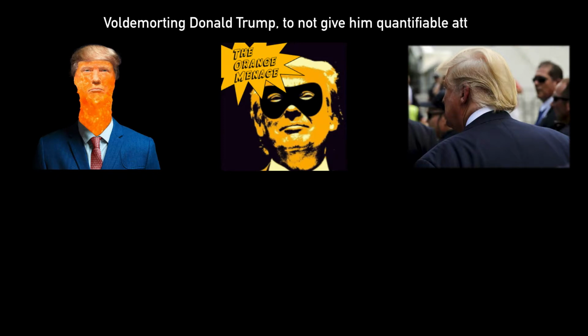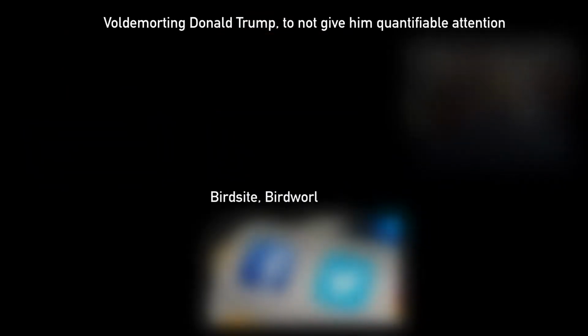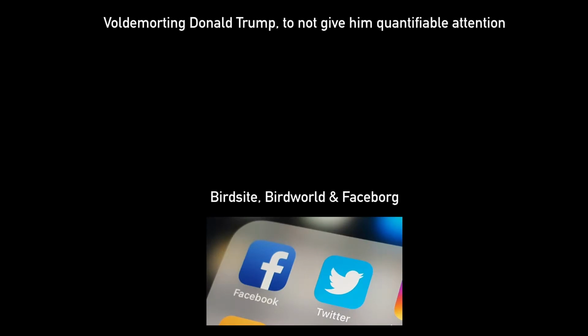Due to the nature of Voldemorting, it does make it difficult to find interesting examples, as they are often hidden within groups. But let's take a look at a few examples together. Instead of referencing Donald Trump's name in a tweet, Twitter users refer to him as the Cheeto, the Orange Menace, and the Manchurian Comb-Over. Birdworld or Birdsite and Facebook are often used instead of the names of social media sites Twitter and Facebook.